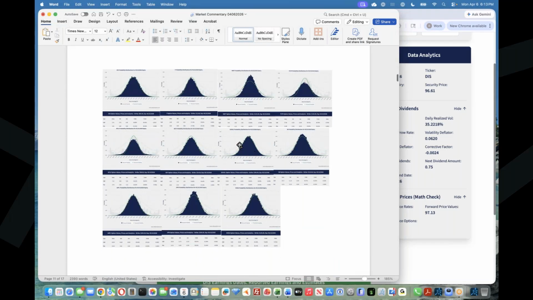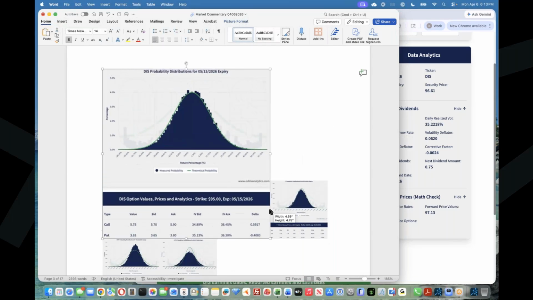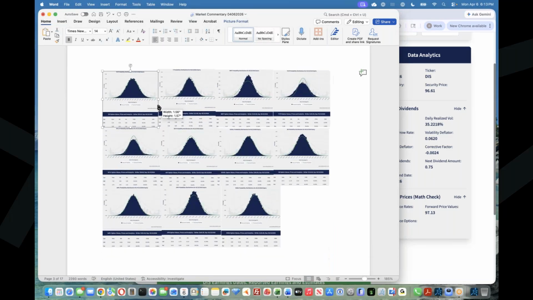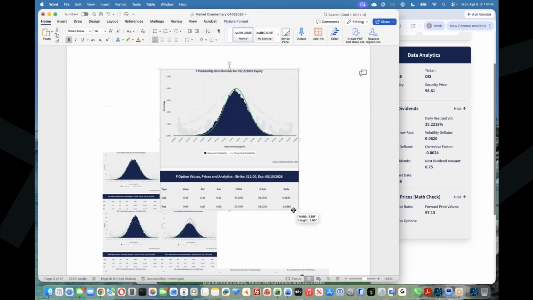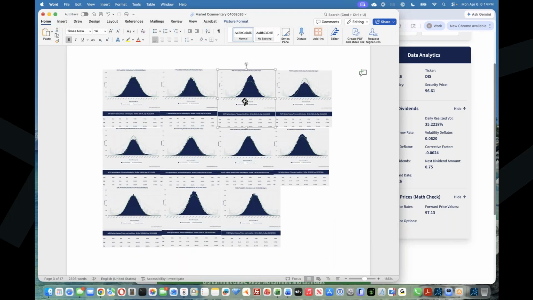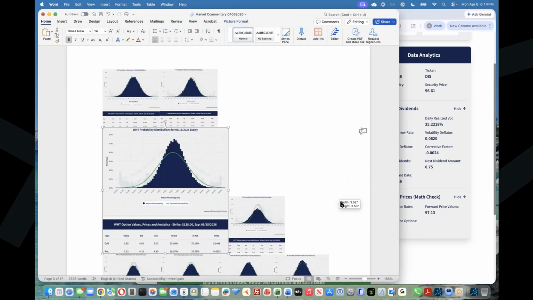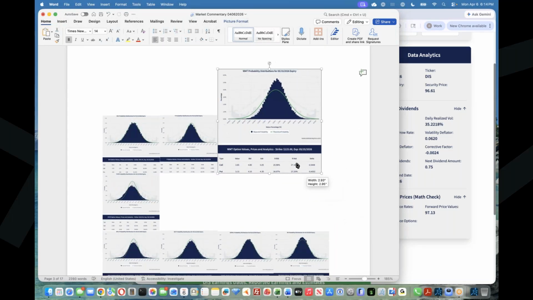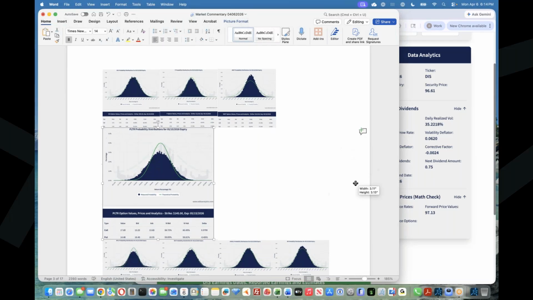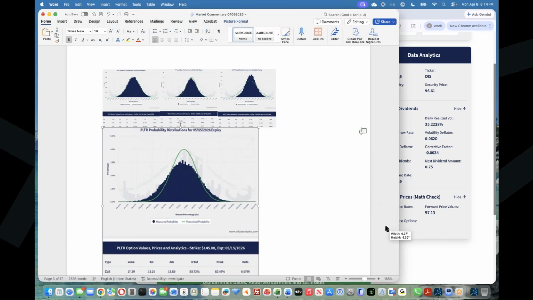I went through and just grabbed a whole bunch, and you can see these options here are fairly priced on Disney. They're pretty fairly priced. These options are slightly underpriced on Ford. These options are expensive on Walmart. These are really cheap options on Palantir.